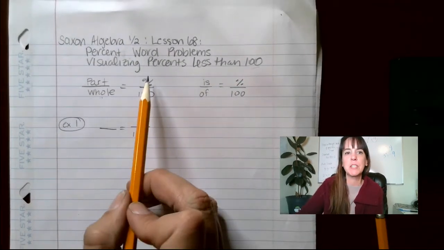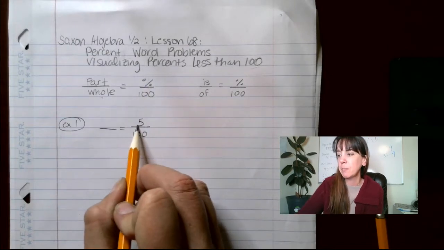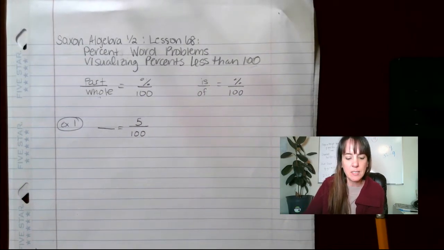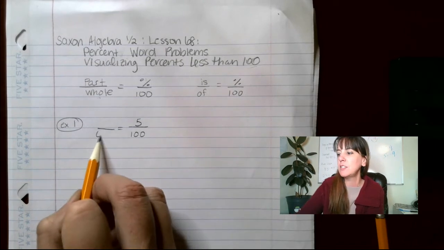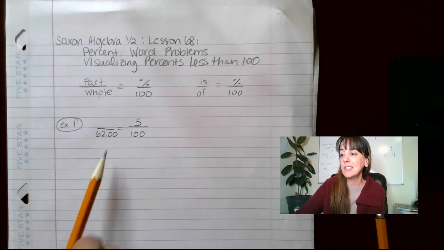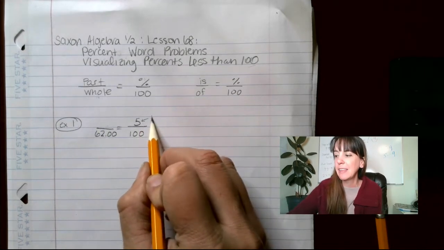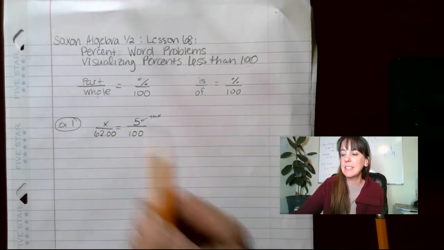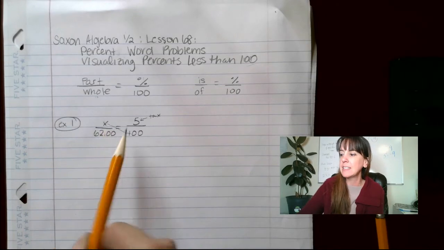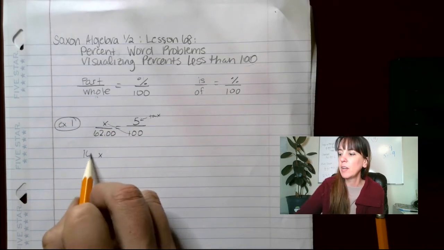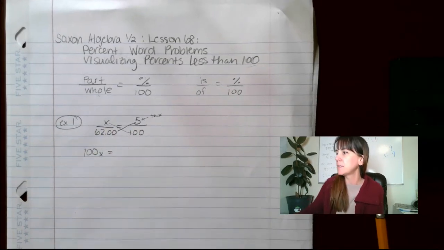We know that it's 5%, and percent goes above 100, so 5%. We know that the cost of the shoes, the total cost, was $62 before tax. That's the whole amount of the shoes. The part that we want to find is this, which is the tax. So we're going to throw an X in here. We're going to cross multiply this times this. Whoops, 100X equals this times this.